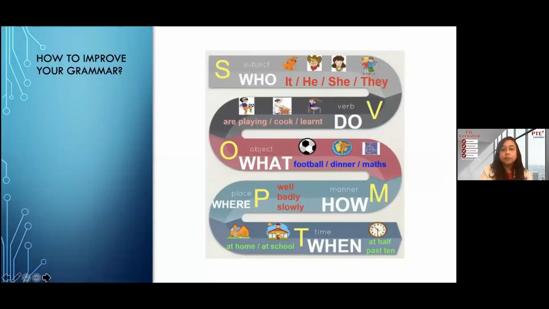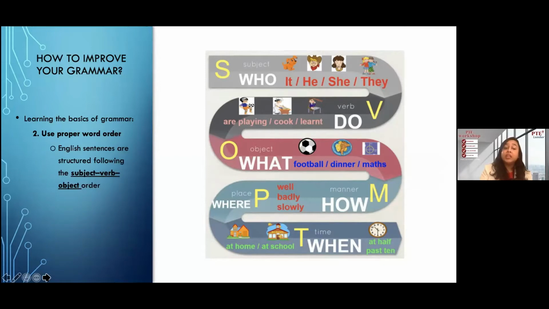All right. Also, we need to have better knowledge and understanding of how sentences are organized in English. So we have to have knowledge about proper word order. In English, sentences are structured following subject, verb, and object order. Okay, so first there would be a subject, then a verb, then an object. That's how the English language works, and we need to have a better insight about that as well.